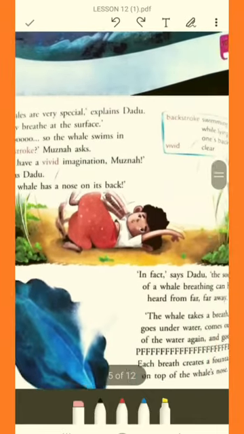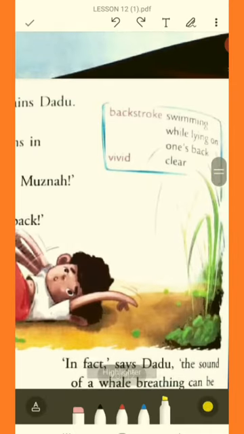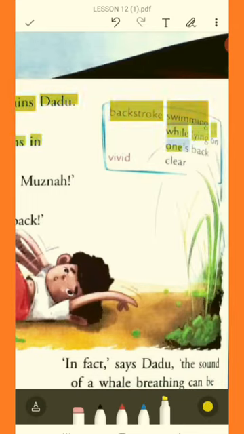So, Dadu says, see, we'll find out two more words here. Backstroke. Backstroke means swimming while lying on one's back. Then there'll be another word, vivid. Vivid means clear. So let's read.